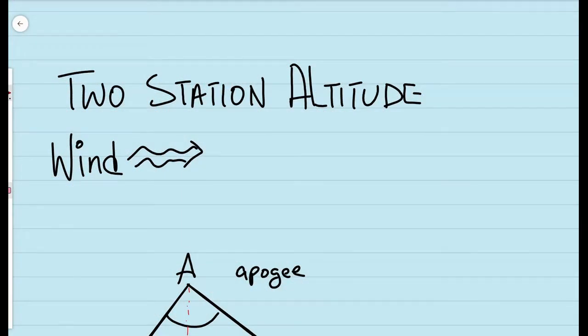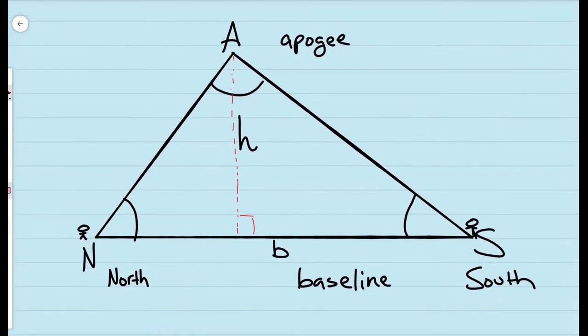So this is Mr. Huff, and let's talk about two-station altitude measurements. To do this, you need two people that are lined up with the wind. For instance, if the wind is out of the north, you'll have a person north of the launch pad and another person south of the launch pad. So draw this diagram in your notes.